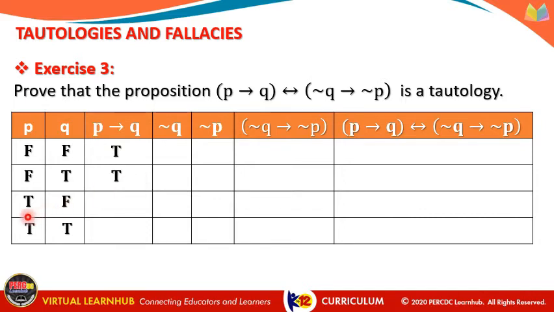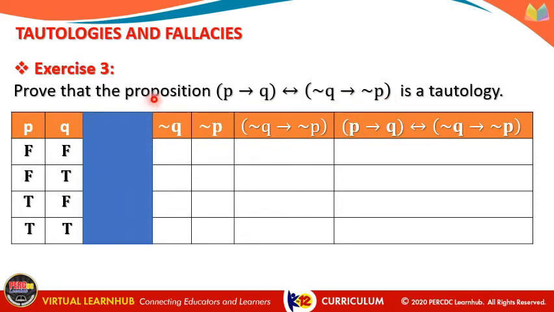The antecedent is true, the consequent is false. Therefore, what we have is false. Take note, this is the only combination where the conditional proposition will become false. Lastly, the antecedent is true, the consequent is true. Therefore, our conditional proposition will be true. We have now obtained the truth values of the left side proposition. Let's now go to the right side proposition.